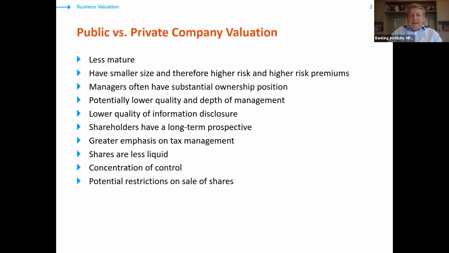The next problem is that private companies don't need to disclose their financial results, their performance, as public companies have to. And because of that, the quality of information, the transparency of their financial reports, is not the same as for public companies. So you don't always understand what you are valuing. And this is another level of risk, another source of risk for you in your valuation process.